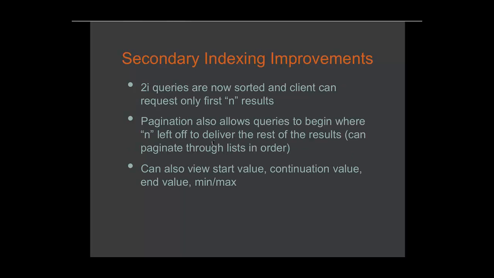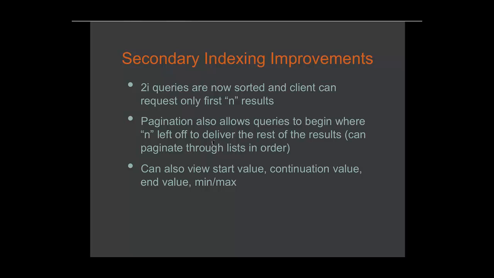We've also made a fair few updates to secondary indexing. So 2i queries are now sorted, and a client can request only the first n results. This is huge for those of you who use secondary indices now. To allow you to sort that, it really allows for greater operational friendliness.